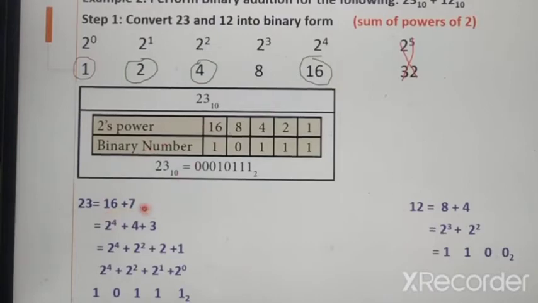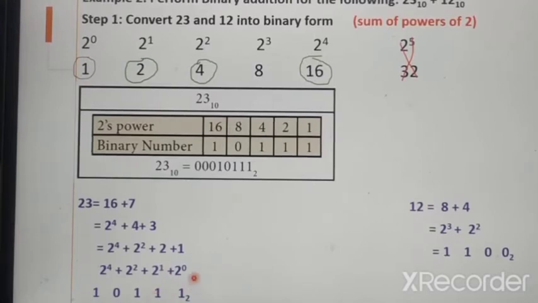Then we have divided this 7 into 4 plus 3. 4 we can write as 2 to the power 2. That is written here. Then again we can split this 3 into 2 plus 1. 2 we can write as 2 to the power 1. Then 1 also we can write as 2 to the power 0. Finally, we can write the binary number from this sequence. Here, if any power is missing, we have to put 0, else we put 1.